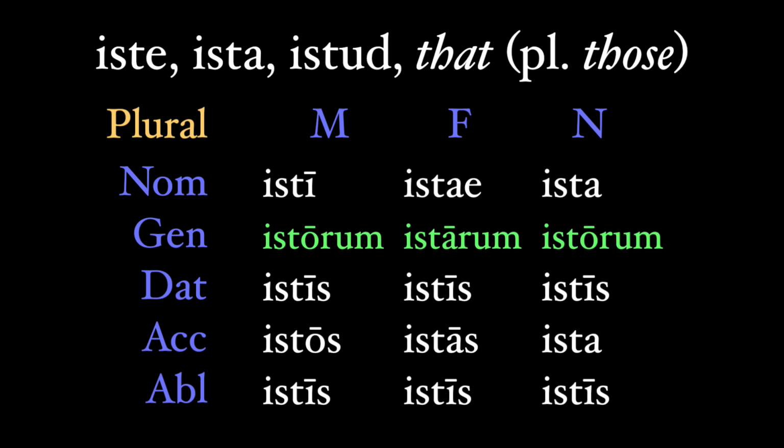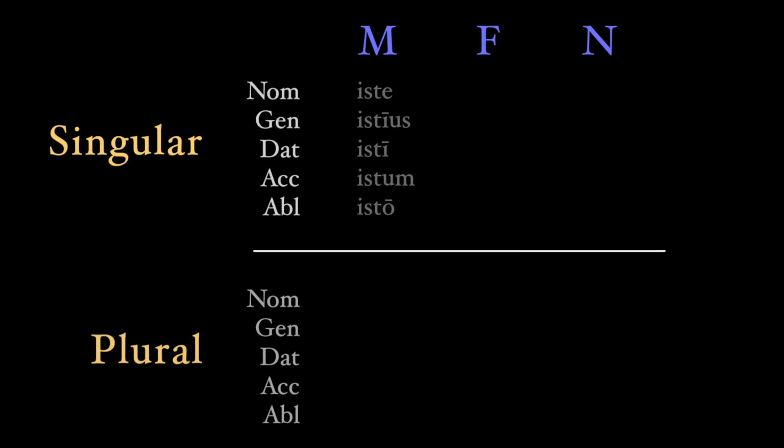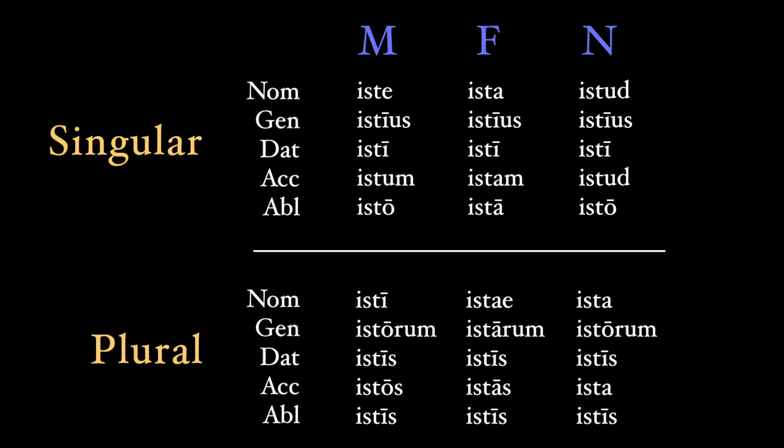Istorum, istarum, istorum for the genitive. Istis for all three genders in the dative. The accusative is istos, istas, ista, because remember that the nominative and accusative are identical for neuters. And the ablative plural is the same as the dative plural. Istis, istis, istis. So as with any word with 30 different forms, it can be pretty daunting to look at and even to try to remember it all. Let me go through it one more time with the idea that repetition makes things easier.